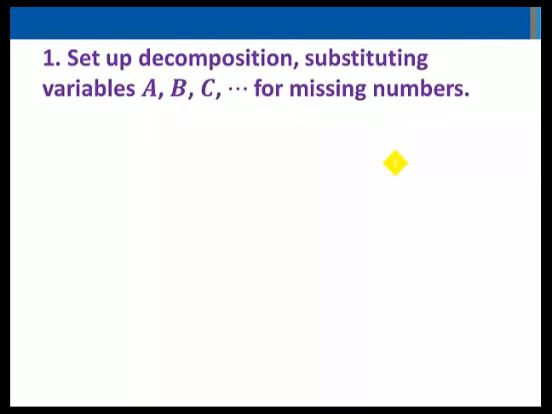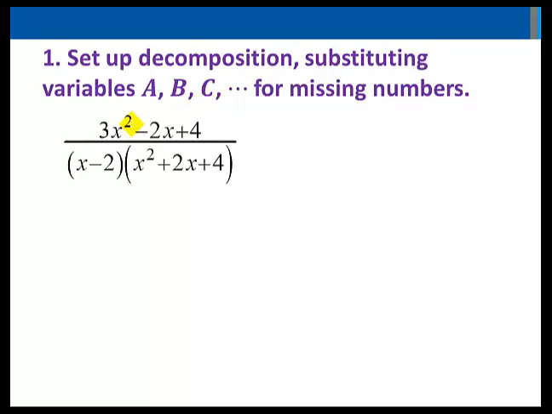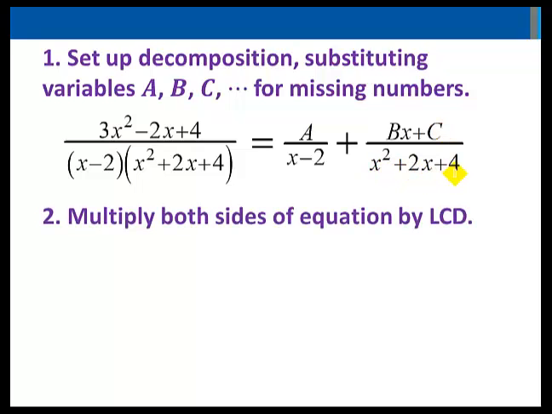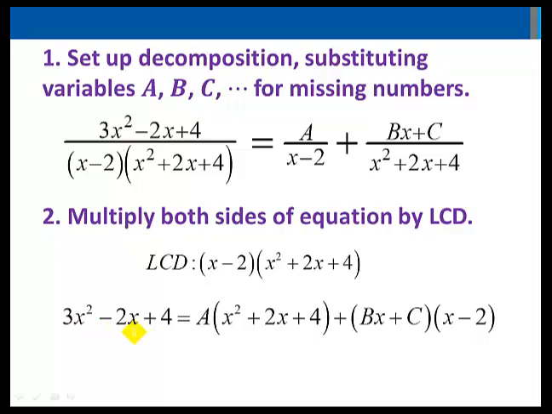Let's set up decomposition, substituting variables a, b, c, etc. for missing numbers. So 3x squared minus 2x plus 4 over x minus 2 times x squared plus 2x plus 4 is equal to a over x minus 2 plus bx plus c over x squared plus 2x plus 4. We will multiply both sides of this equation by the least common denominator of x minus 2 times x squared plus 2x plus 4, resulting in 3x squared minus 2x plus 4 equals a times x squared plus 2x plus 4 plus bx plus c times x minus 2.